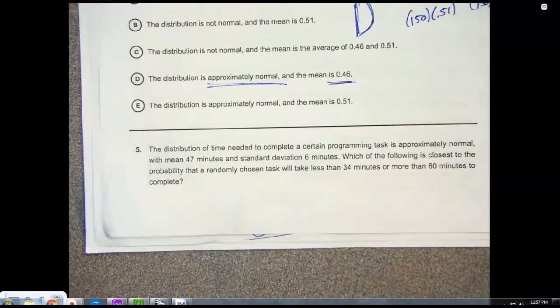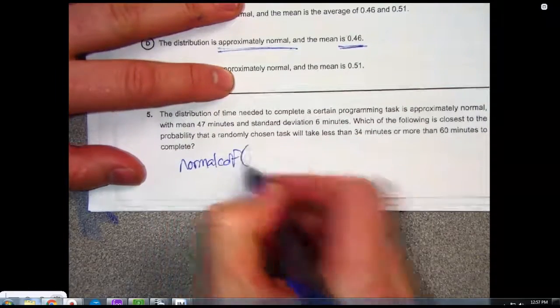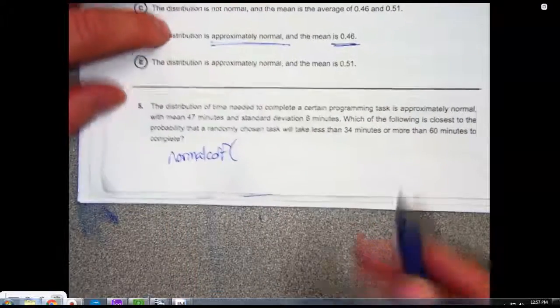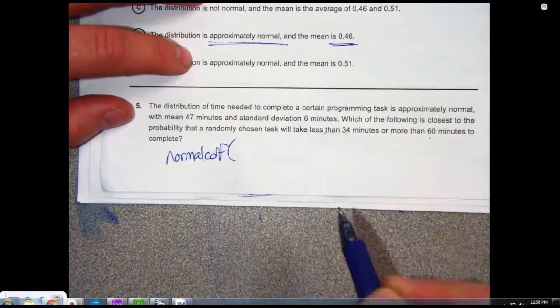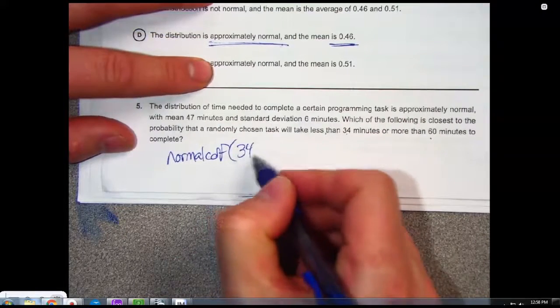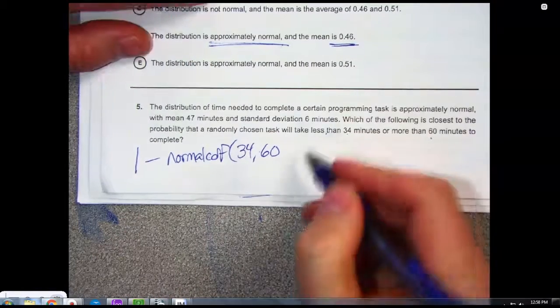So this is a randomly chosen task, just from the population. This is not even a sample problem, but it's in the sampling chapter to kind of mess with you. So less than 34 minutes or more than 60. What I'm going to do is find the probability that it is between 34 and 60, and then I'll do 1 minus that.